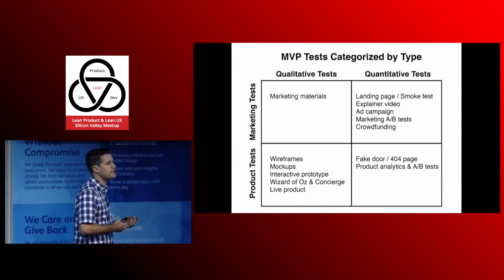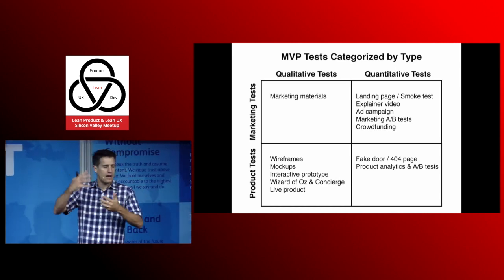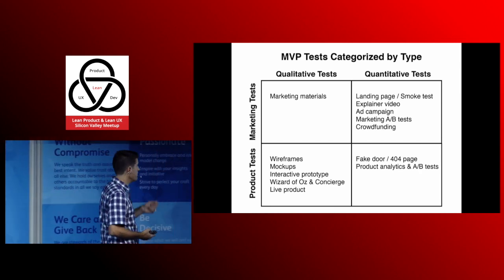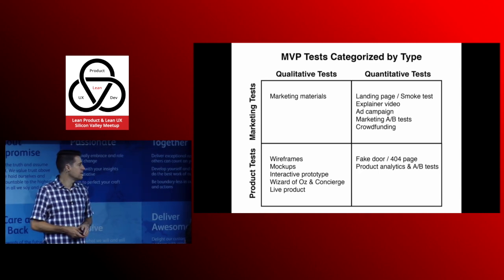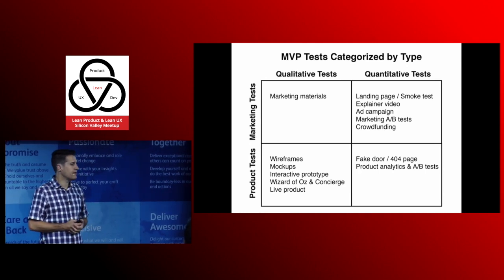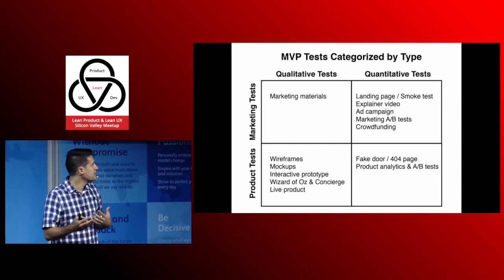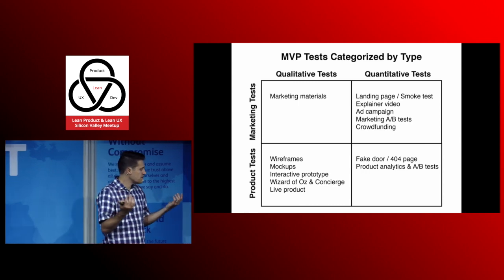Dropbox is a famous example there, because it was so complicated with how it was going to sync with the cloud and all this, he created an explainer video for his MVP to explain it and raise his funding. Ad campaigns are a great way to do some degree of demand gen and marketing messaging validation. Obviously, marketing A/B tests, where you're doing two different landing pages with two different slogans or two different images or two different calls to action.